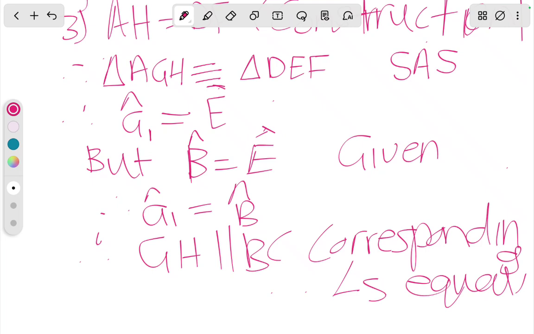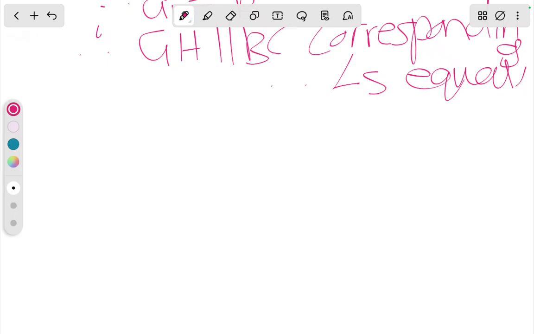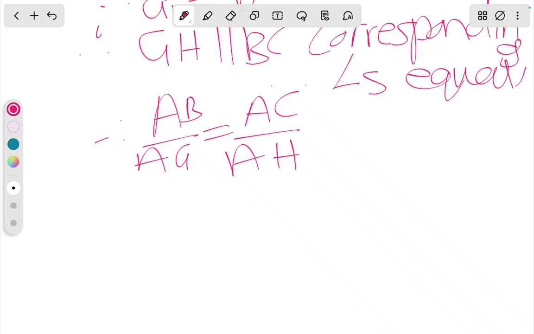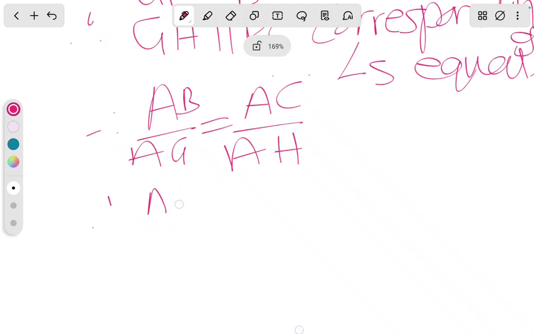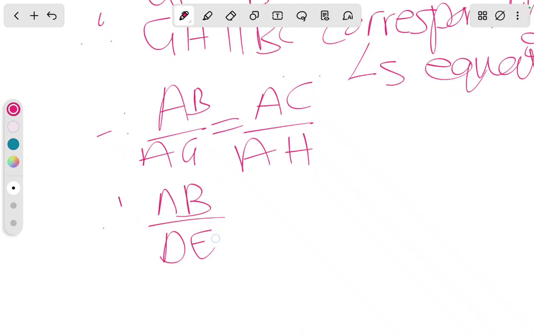So as we continue, now we are close to our proof. We are going to say, so now we have found out that those two angles are corresponding, meaning they are parallel. Then therefore, we're going to say AB divided by AG is equals to AC divided by AH. Okay? And then therefore, remember in Theorem 1 and Theorem 2, that if lines are parallel like that, it means that there is a midpoint theorem, proportionality theorem, meaning that those ratios are equal like this. So therefore AB divided by DE is equal to AC divided by DF.